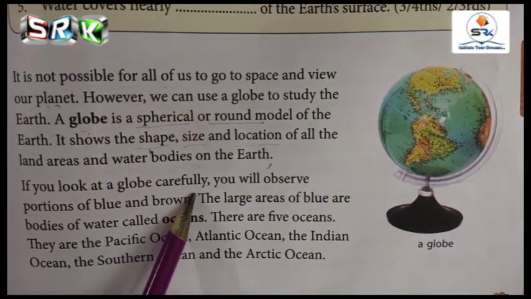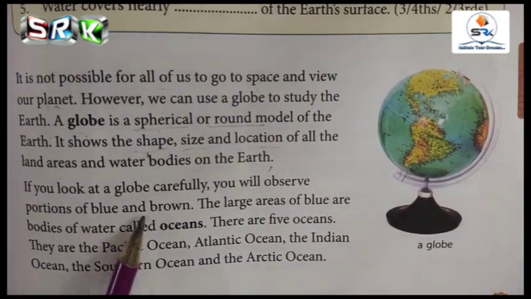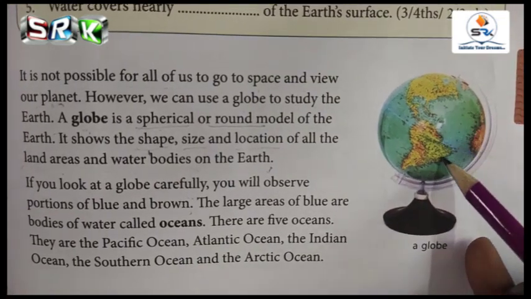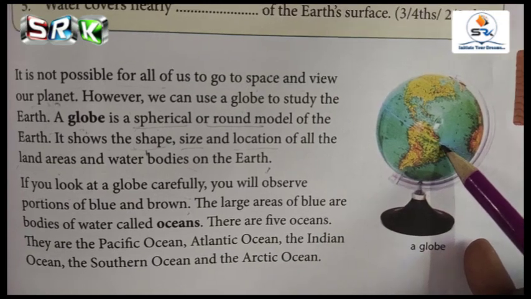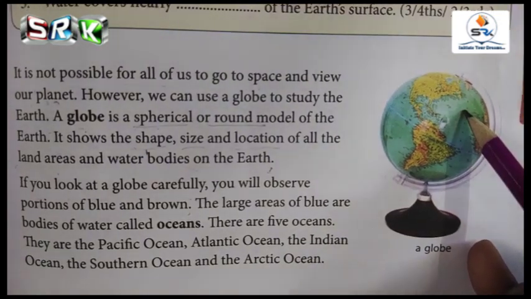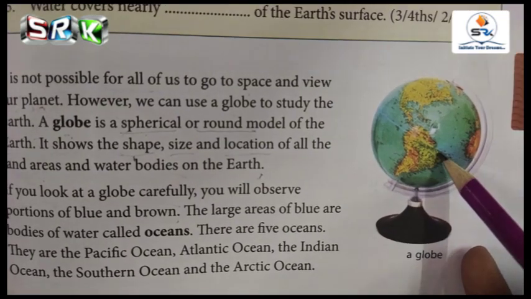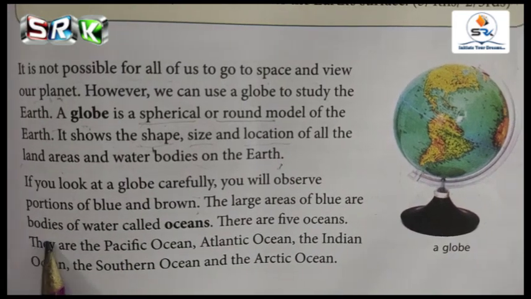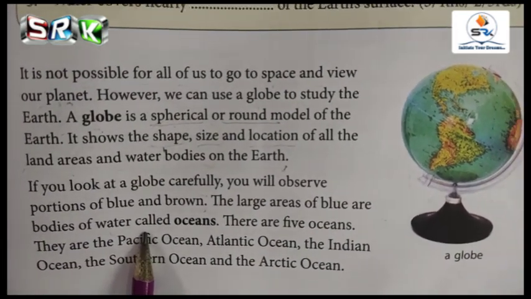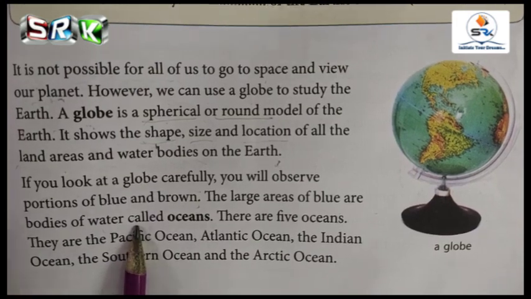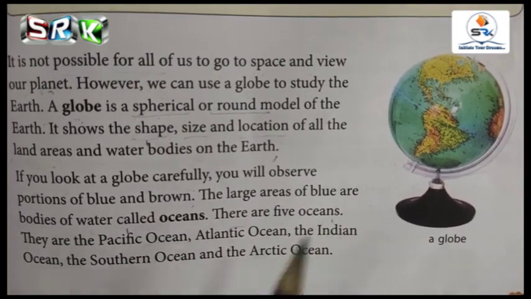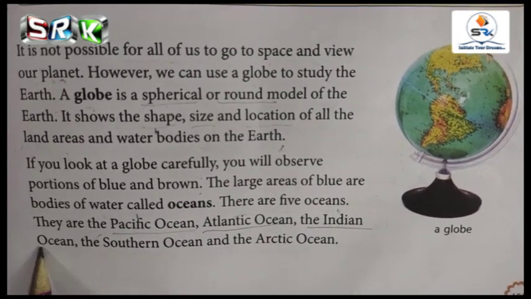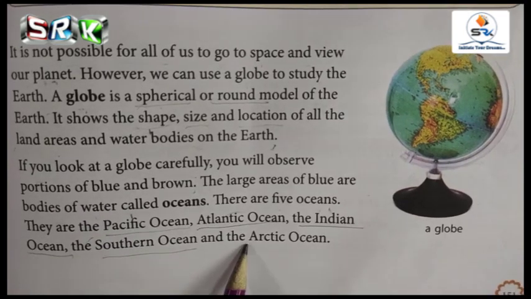If you look at a globe carefully, you will observe portions of blue and brown. See, this is a globe, so look carefully. Some lines are also there. These portions we call blue and brown. Blue is called water bodies. Brown is called land areas. Large areas of blue are called bodies of water, called oceans. Ocean in Tamil is called Perungadal. There are 5 oceans on our earth. First is the Pacific Ocean, second the Atlantic Ocean, third the Indian Ocean, fourth the Southern Ocean and fifth the Arctic Ocean.